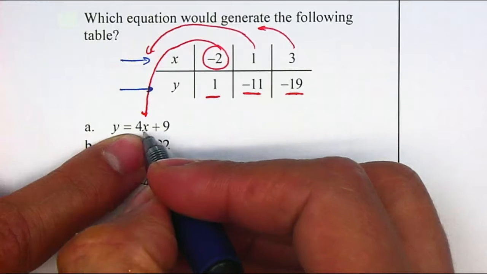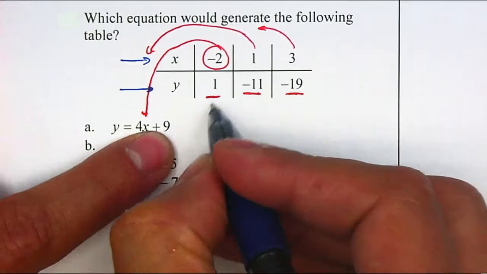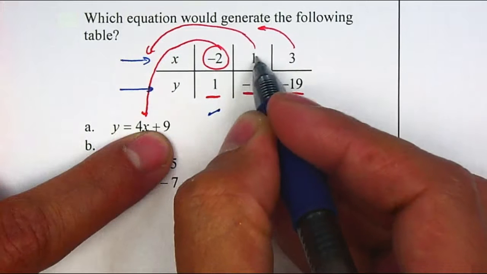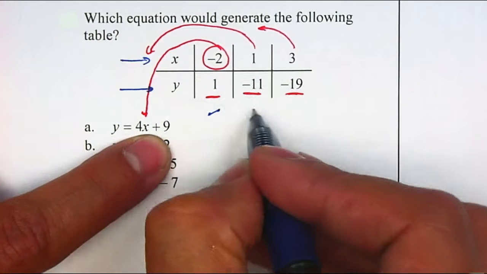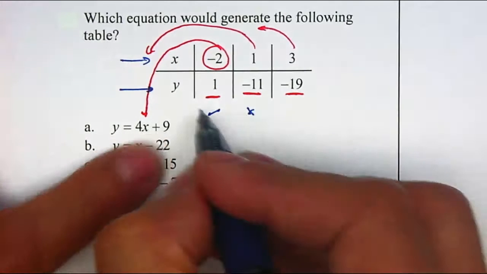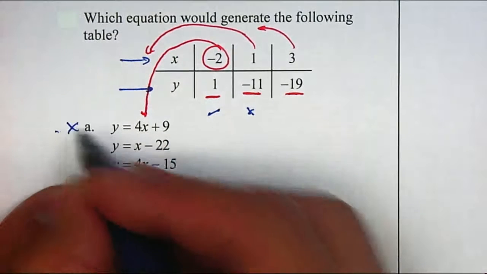-2 times 4 is -8. Plus 1, is that 1? Yes. Let's plug in a 1. 1 times 4 is 4, plus 9, is that -11? No. So I think that one's wrong.